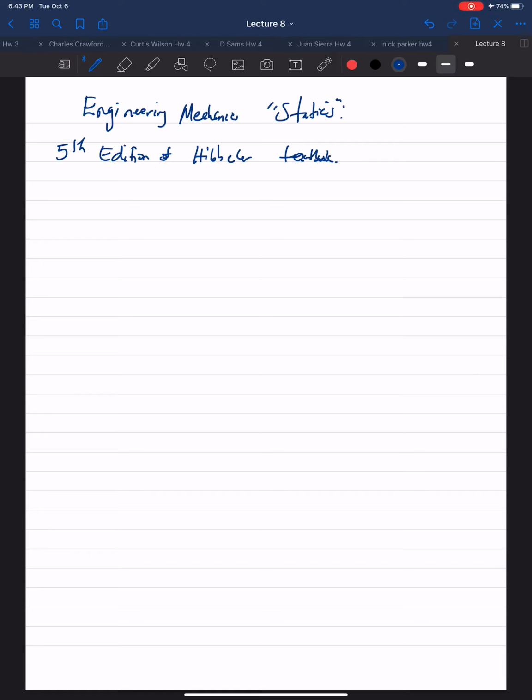So we left off in chapter 3, and we were simplifying a system of forces and moments into a resultant force and resultant moment. Mathematically speaking, the resultant force is the sum of all the forces in a system.